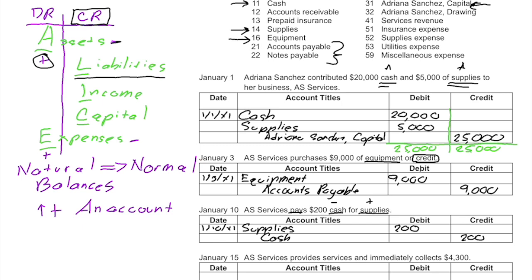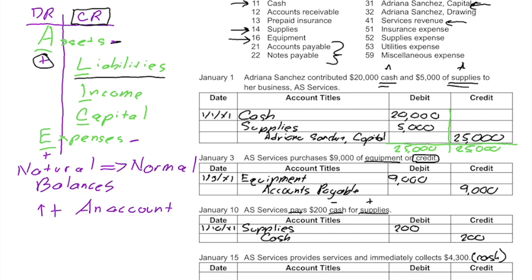All right, moving on to our next one. On January 15th, the business provides services and immediately collects $4,300. Okay, so if we collect $4,300, what are we collecting? Well, we are collecting cash. So that's going to be one of our items. Now, if we provide services, that means that we have created revenue. As soon as we complete our service obligation, we have created revenue under an accrual-based accounting system.